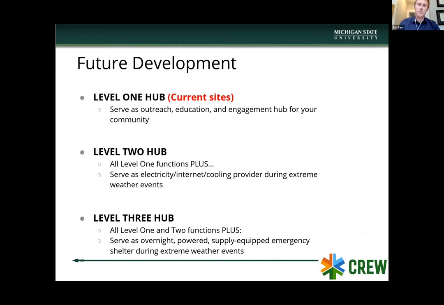The MSU Library will be exploring the possibility of moving up to level two, which would mean we would serve as a community resource during extreme weather events, offering cooling to community members during heat waves or warming in blizzards and things like that. Because MSU has its own dedicated campus power plant and an underground steam-driven utility infrastructure, it's extremely rare for our campus to lose power, making us a perfect resource when the power goes out across the rest of our region.